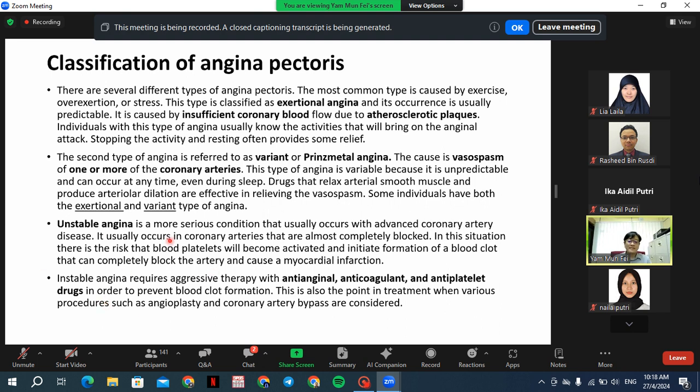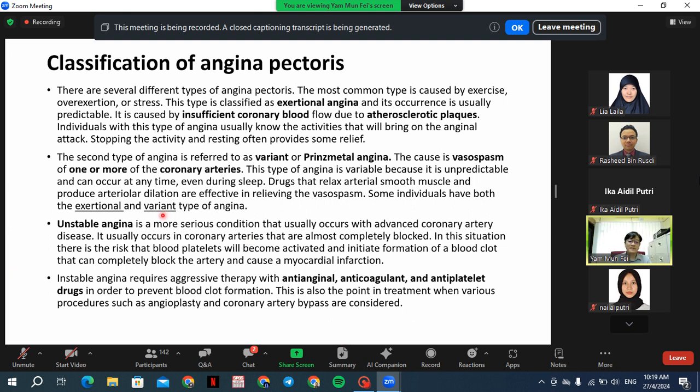For this unstable angina, normally they treat with anti-angina drugs like what we discussed just now: beta blocker, calcium channel blocker, nitrate. They also treat with anticoagulants and antiplatelet drugs to prevent things from happening. If possible, the patient needs to do angioplasty or coronary artery bypass surgery, depending on the condition. So clear, isn't it?